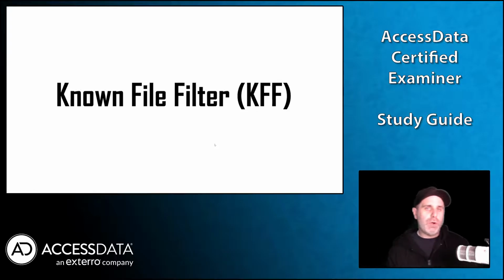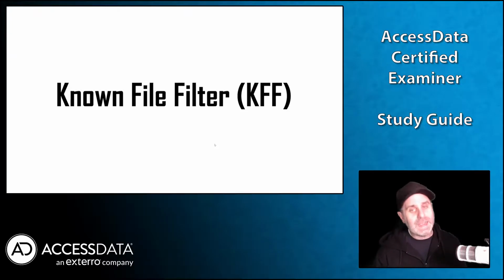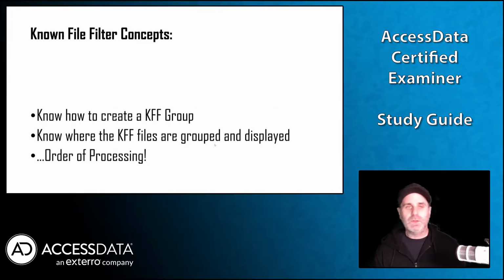Lastly, for the study guide, the known file filter will be covered on the AccessData Certified Examiner exam. So you will need to know how to set up a known file filter. You do not have to create a hash list. You just need to know how to build one and how to use it. Okay, and where the results are found. So concepts around the known file filter might be how to create a group, know where the KFF files are grouped and displayed, and then know your order of processing.